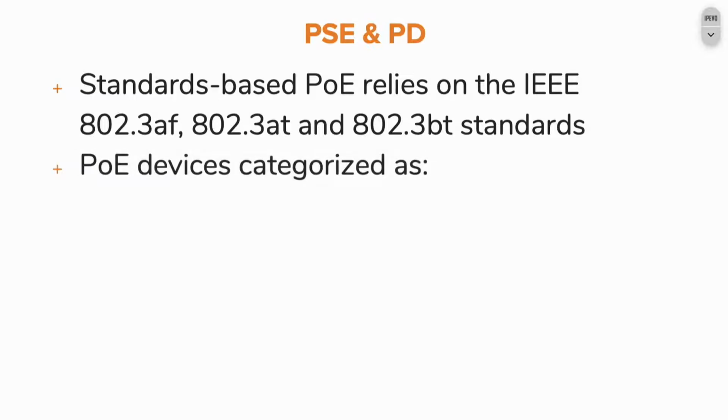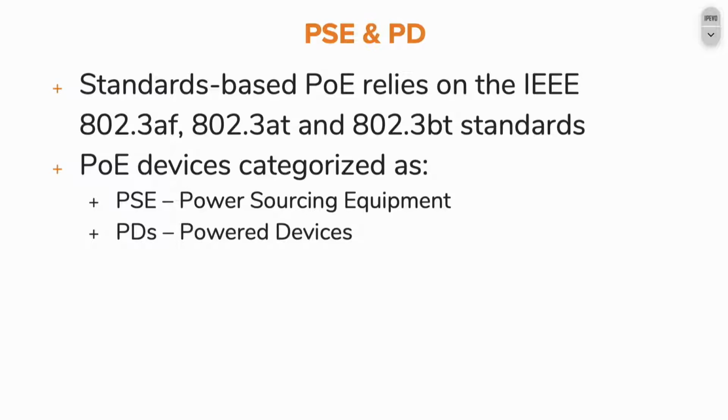And all of these categorize power over Ethernet devices as belonging to one of 2 categories. You've got the power sourcing equipment. So like it sounds, that would be your device that's pushing power down the wire. This would typically be a network switch, which would be your power sourcing equipment, or your PSE. And then you have at the other end of that cable a PD, a powered device, such as your wireless access point, or your IP phone, or your IP camera, or something like that.